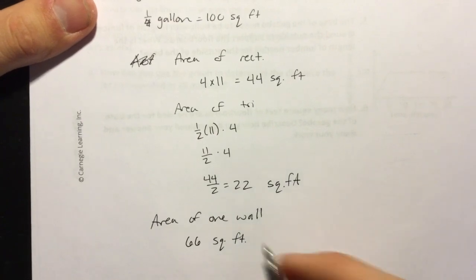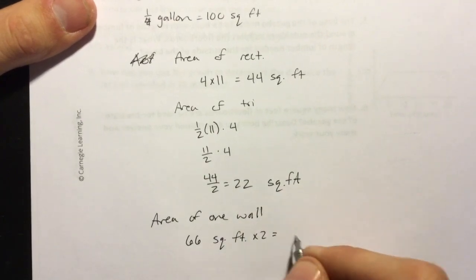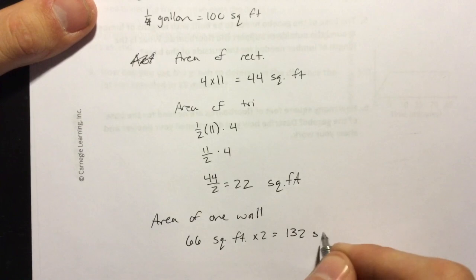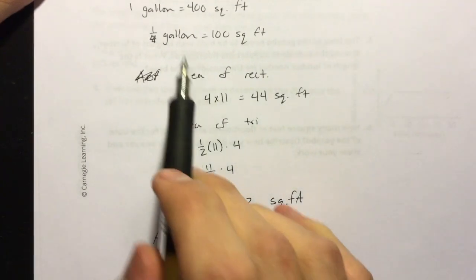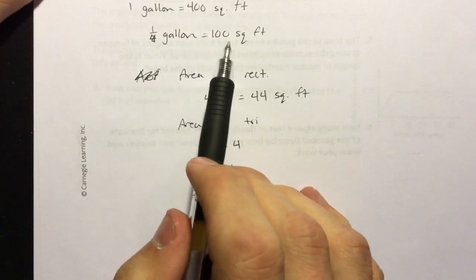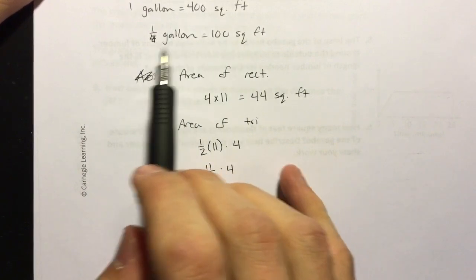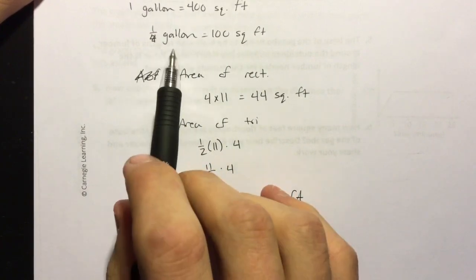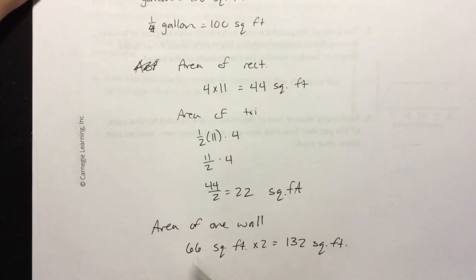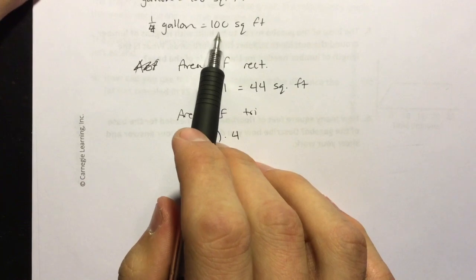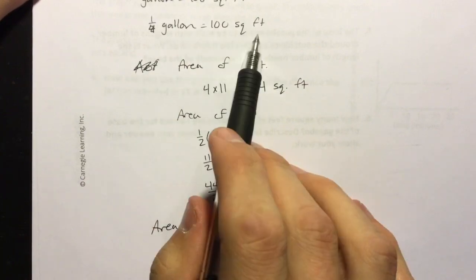Okay, and then because we have 2 walls, we multiply that by 2, get 132 square feet. And so, I mean, it says that she has about a quarter left, so if you wanted to argue how big of a difference that makes, you could say that maybe, just maybe, she could paint it, but we're going to go ahead and assume that her quarter of a gallon that she has left is more exact, and that leaves her with 100 square feet.